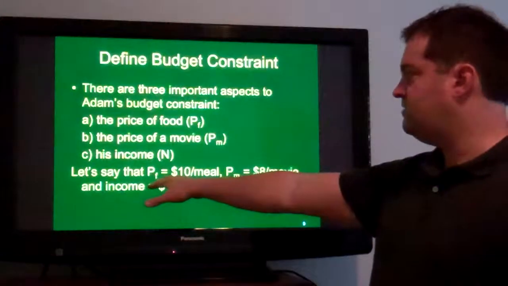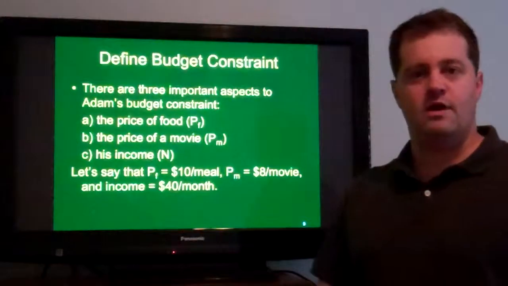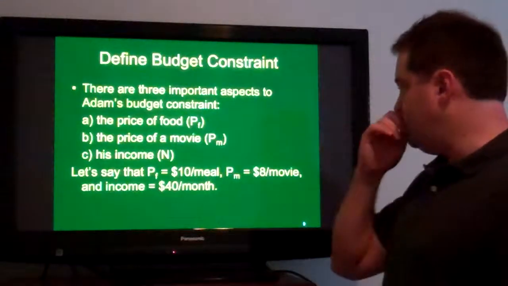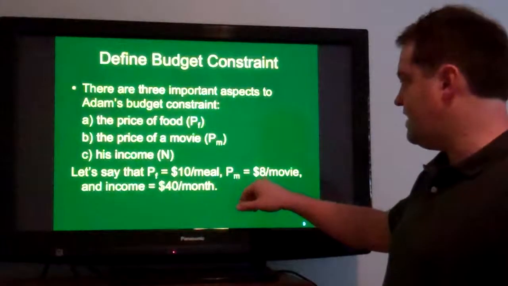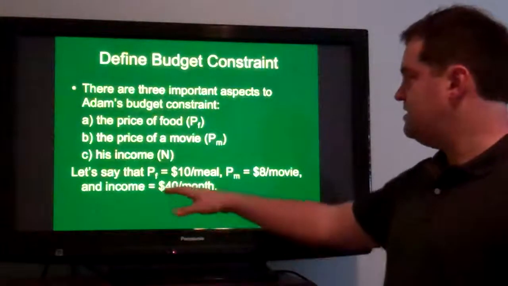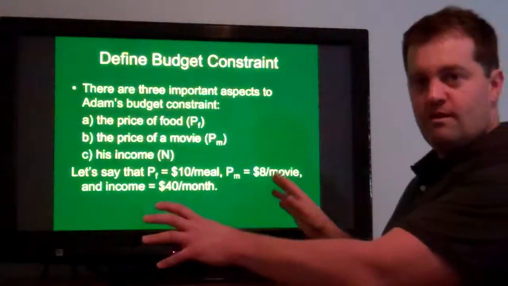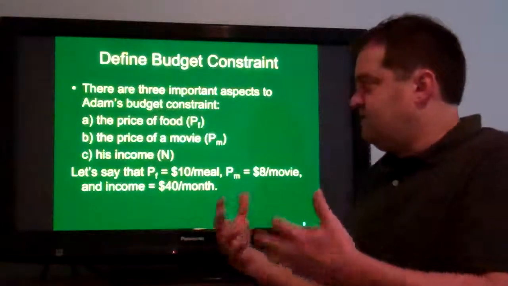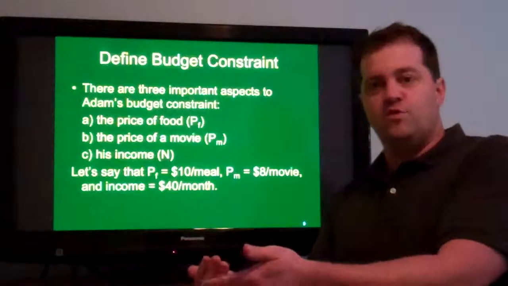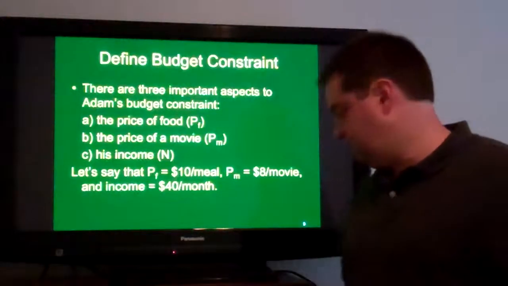So let's say straight off that the price of food is $10 per meal. So if he goes out with his friends, he's going to spend about $10 per meal. If he goes to a movie, we're going to illustrate that with P sub M. He's going to spend $8 per ticket, and his income is $40 per month. So these are the three variables that Adam's going to work with, and he's going to make a decision based upon his preferences for consuming food or movies as to how many of each of those goods he's going to consume.